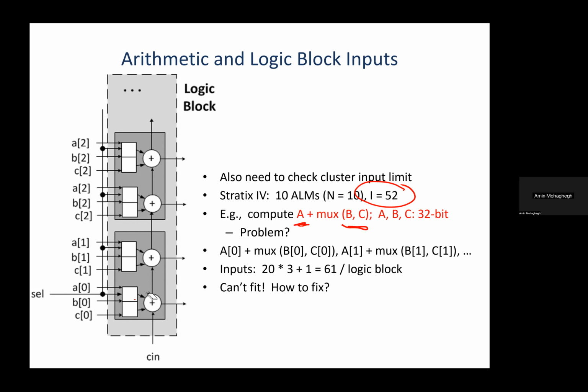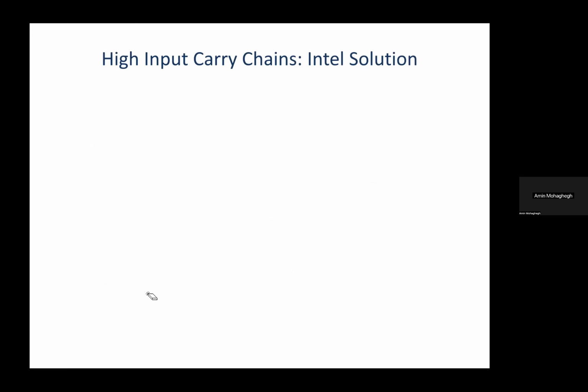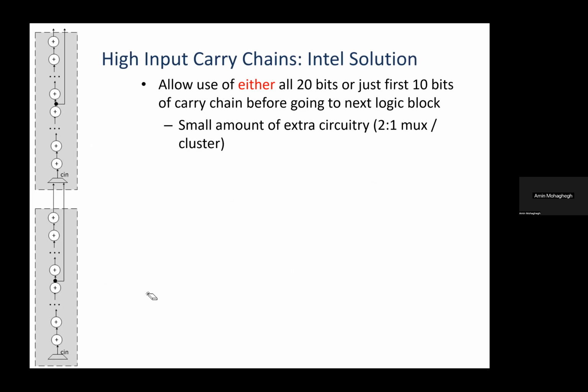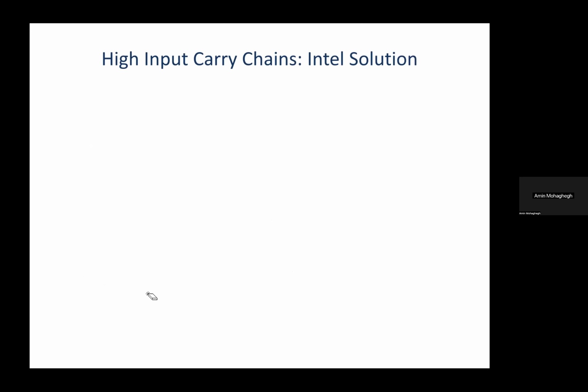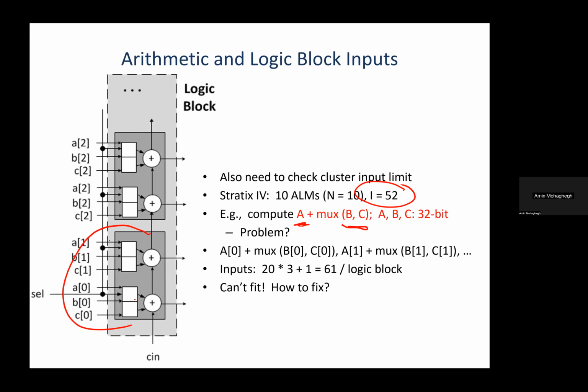So it's not what Intel did, because it changes the architecture in a big way, and you'd probably try to use it in all sorts of places. So let me show you what they did. Basically, the reason why you can't do this very nice mapping is you can't do it for the whole chain. You're going to run out of inputs to the logic block, and the chain is all dedicated routing.